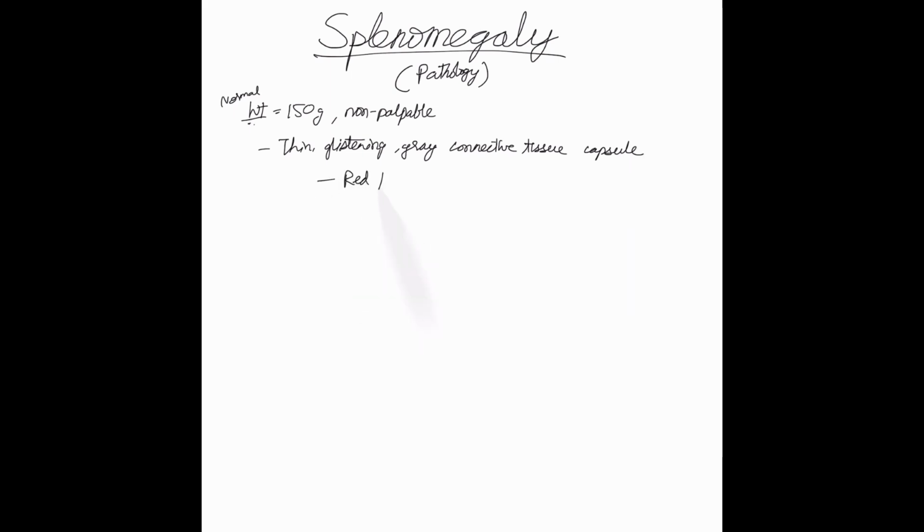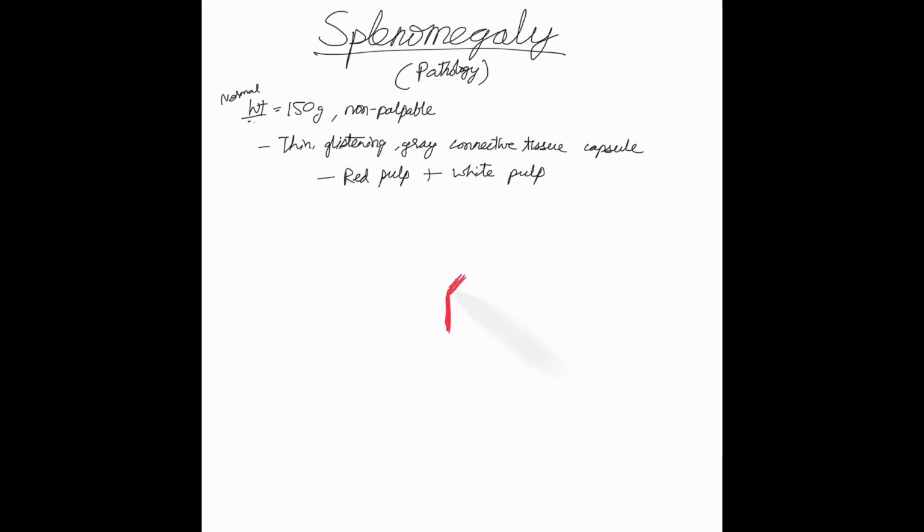So today we'll be discussing splenomegaly, which is an easy but important concept for pathology and of course all of your clinical postings as well. So a normal spleen weighs 150 grams and is non-palpable. It's covered by a thin, glistening gray connective tissue capsule, and its stroma is broadly divided into red pulp and white pulp, which I shall now depict in a diagram.